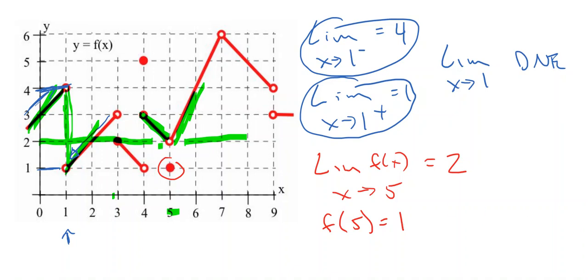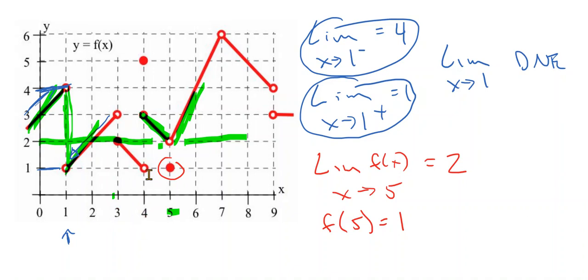Okay. As we approach 3 from the left, the function value is 3. As we approach x equals 3 from the right, the function value is 2. So the left-hand limit is 3, the right-hand limit is 2, therefore the limit does not exist. And the function value at 3 is defined where the closed circle is, so the function value at 3 is also 2. What about 4?